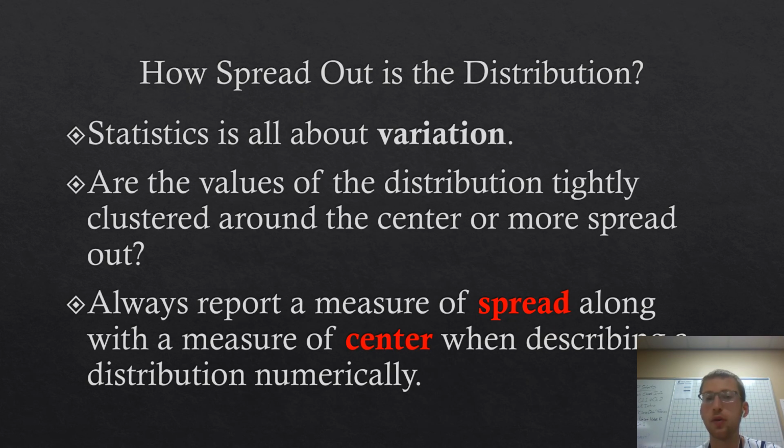So now we've talked about shape, we've talked about outliers, and we've talked about center. The last thing we have to address when we talk about a distribution is the spread of the data. So as I said in the first week of school, statistics is all about variation. We want to know, are the values in our distribution tightly clustered around the center of our distribution, or are they more spread out? So in addition to talking about the center, we want to talk about the spread of our distribution.